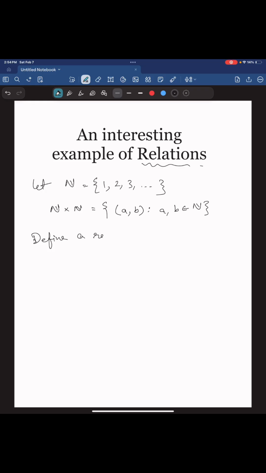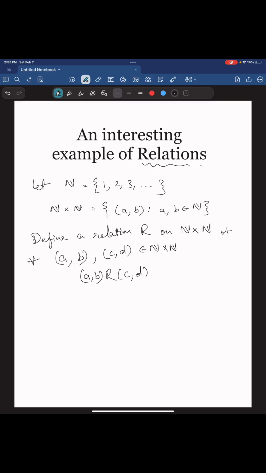Define a relation R on N cross N such that two elements (a, b) and (c, d) in N cross N are related to each other; that is, for all (a, b) and (c, d) belonging to N cross N, we call them related to each other if and only if a plus d equals b plus c. So this is the definition.